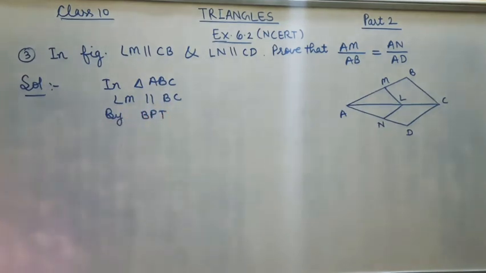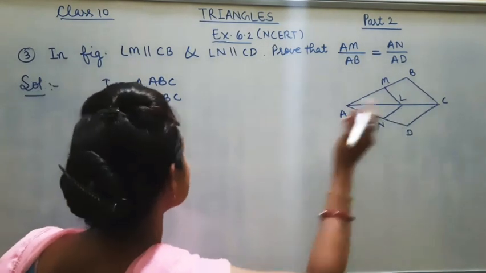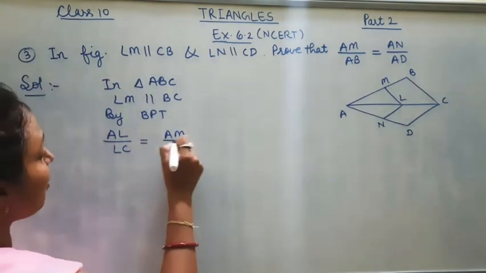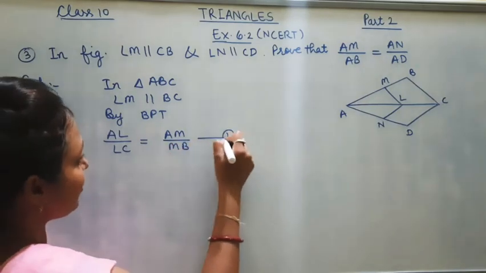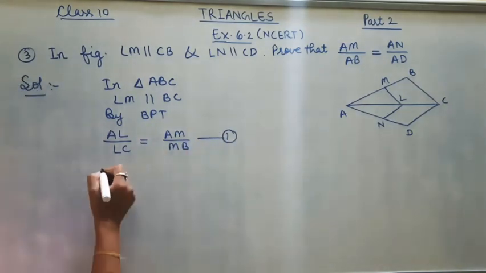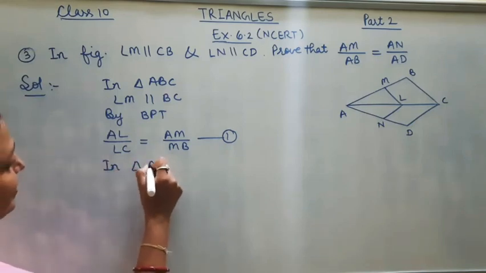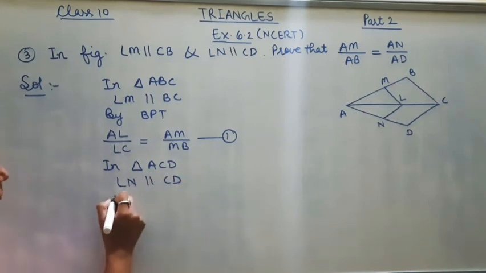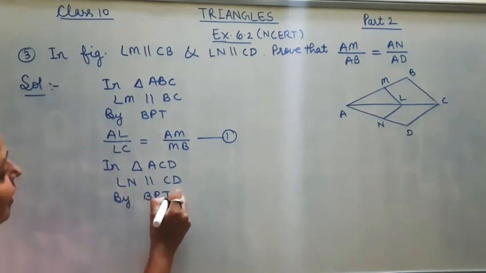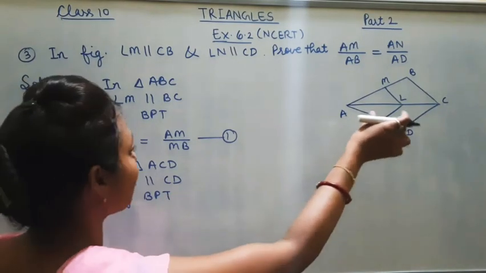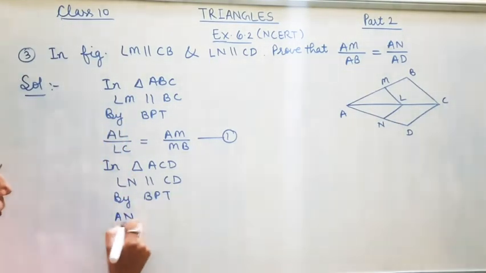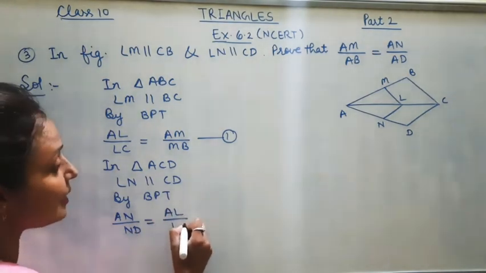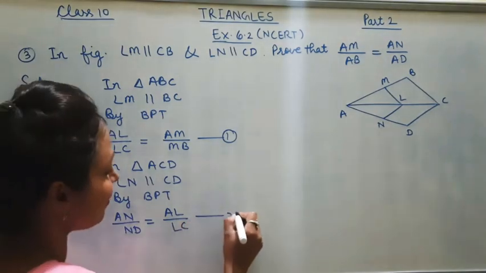What is it from the BPT? That AL upon LC is equal to AM upon MB. This is your equation number 1. Now I will take ACD. In triangle ACD, LN is parallel to CD, so by BPT, AN upon ND is equal to AL upon LC. Okay, so this is equation number 2.